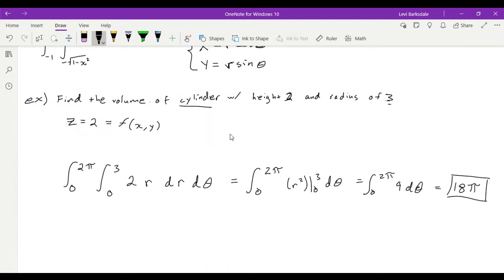And of course, we can check this using our volume of a cylinder equation, which, if you recall, is pi times the radius squared times the height. And in this case, that would be pi times 3 squared times 2, which gives us 18 pi. So this integration is correct. So it's fairly straightforward. The only trick is make sure you're remembering to multiply by that r.